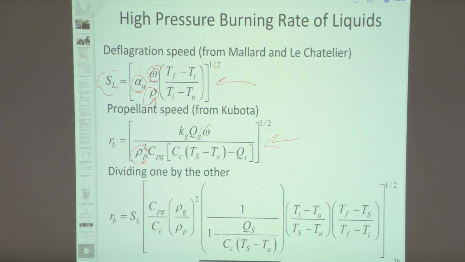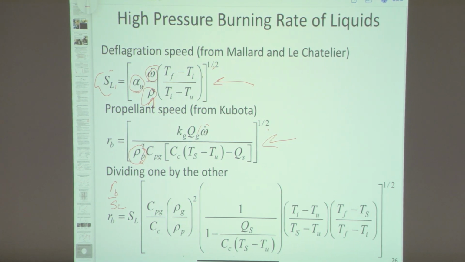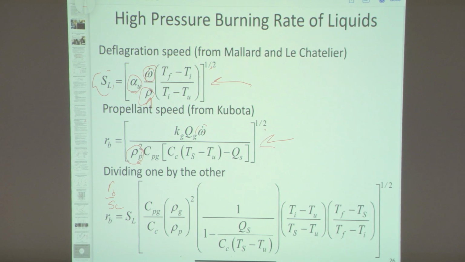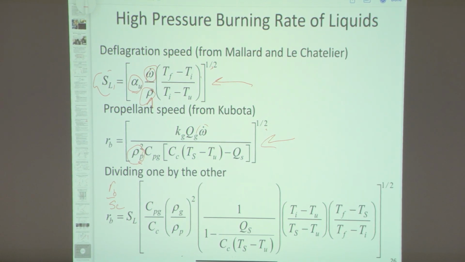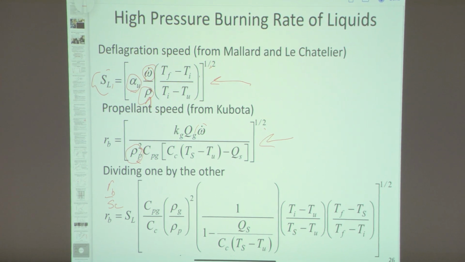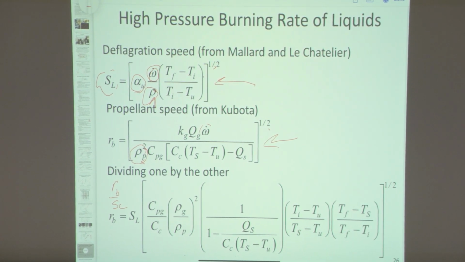So what you typically see, if I take the ratio of, say, r_b over S_L, a ratio of these two equations, if I go to very high pressures, what I'm going to find is, if I could vaporize, for example, nitromethane, and look at just the vapor flame speed, and I could look at the condensed flame speed of the liquid, as I go to very high pressures, I'm going to get this equation here. So all of a sudden, if I go to very high pressures, the density of the gas is going to approach that of the solid phase. So this is going to go to unity, as I go to very high pressures.